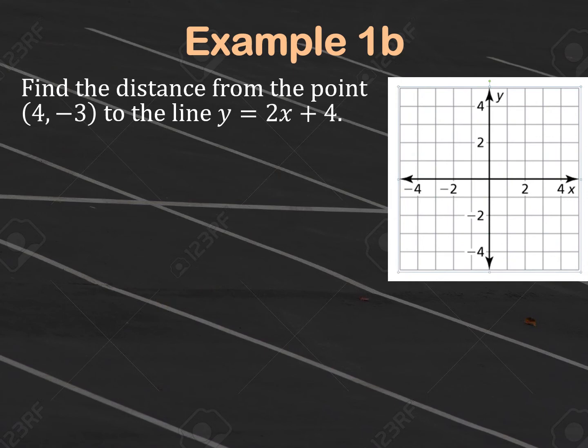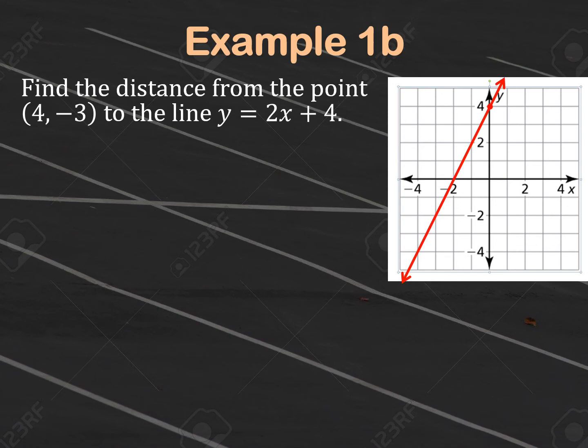Now example 1b, find the distance from the point 4, negative 3 to the line y equals 2x plus 4. So first you want to graph the line y equals 2x plus 4. So the y-intercept is 4, and the slope is 2, which means up 2, right 1. But I'm going to run out of room. But if you were to do that, this would be what the line looks like.